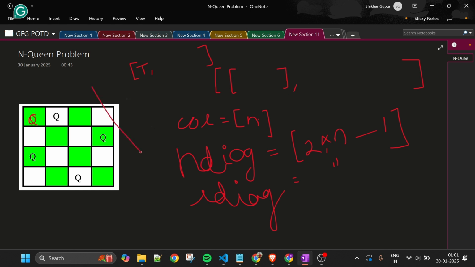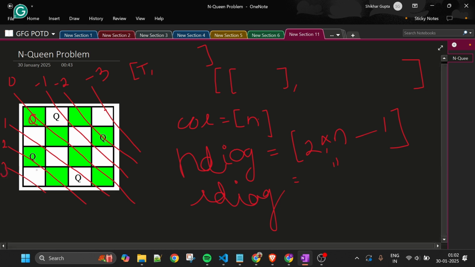Let's talk about the r diagonal. For the r diagonal, we will simply do row minus column. So what will be the row minus column? For this, row is 0 and column is 3. So it will be minus 3, minus 2, minus 1, 0, 1, 2, 3. These are the right diagonals.